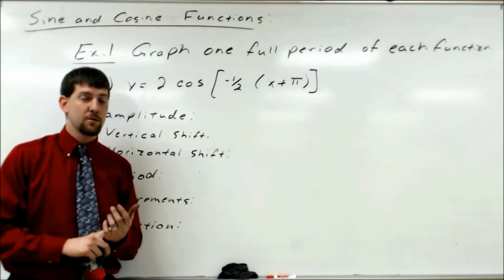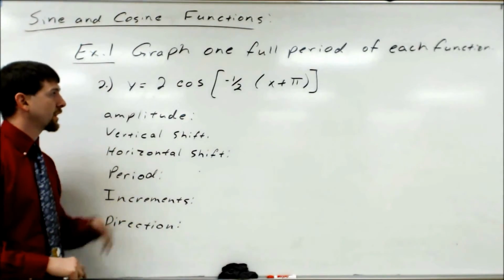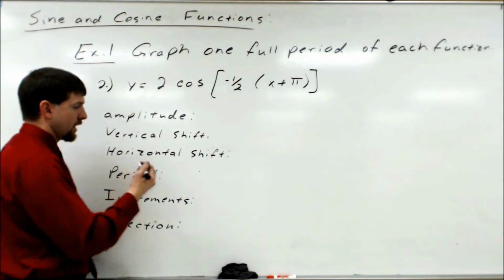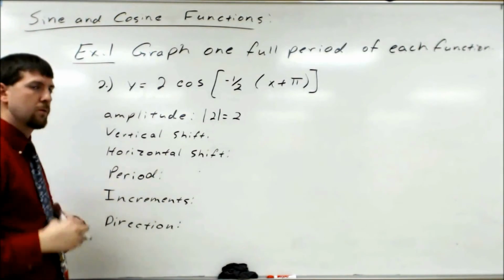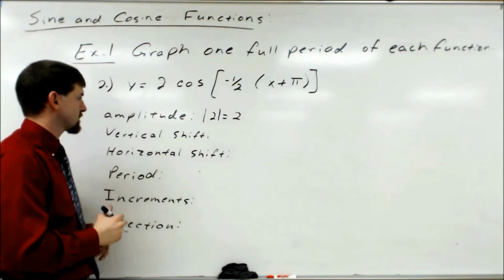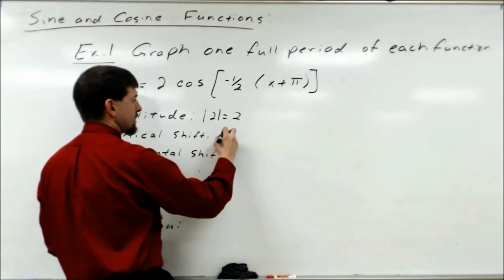We're going to graph this cosine function now. Start with the amplitude again. Amplitude is the absolute value of A, so the absolute value of 2 is 2. So this one's going to go up and down 2 from the sinusoidal axis. Vertical shift is whatever we're adding on to the end, which is nothing in this case.